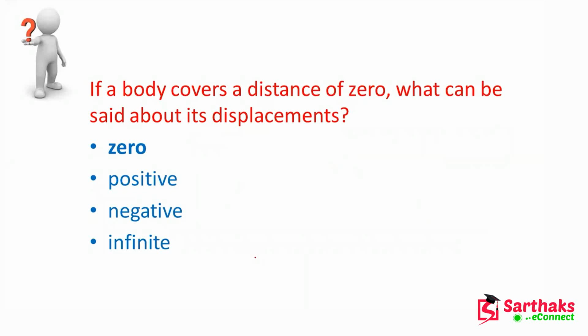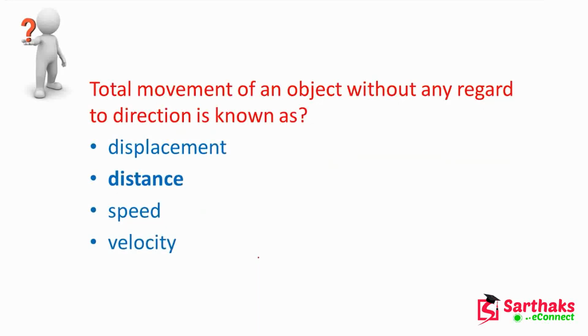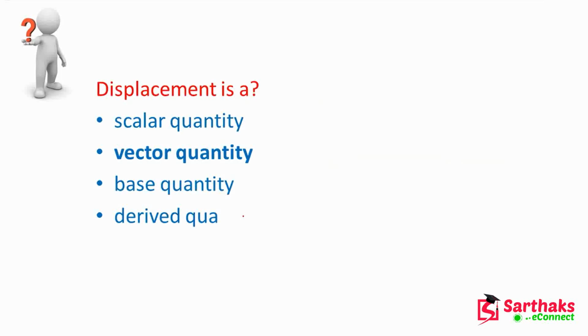If a body covers a distance of 0, what can be said about its displacement? Obviously, it will be 0. Change in position of an object is known as displacement. Total movement of an object without any regard to direction is the distance. Displacement is a vector quantity.